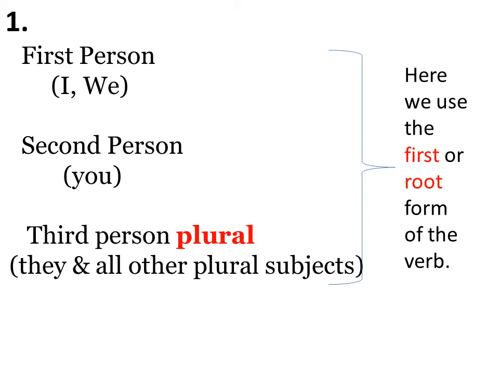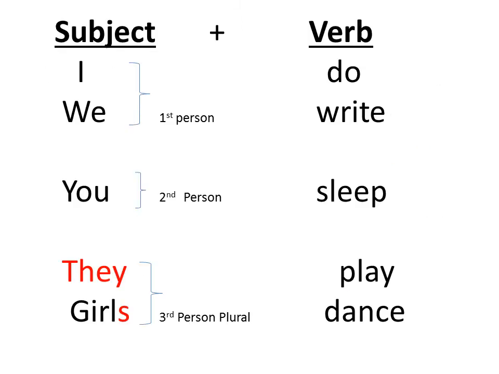We use the root form of verbs. Let's see a few examples using subject and verb. I do, we write, you sleep, they play, girls dance. So, if you see carefully, all the verbs used here are in root form, that is, the original form. We have not added anything to the verbs.